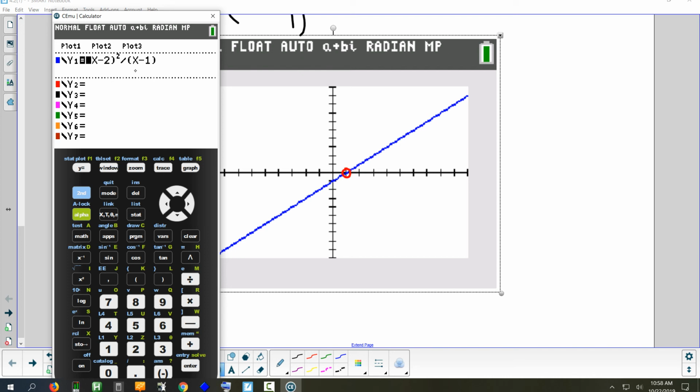And so what's the difference between a hole and an asymptote, other than an asymptote will always be approaching, and a hole, it's just like a little blip, right? Yeah, it's like infinitely small.